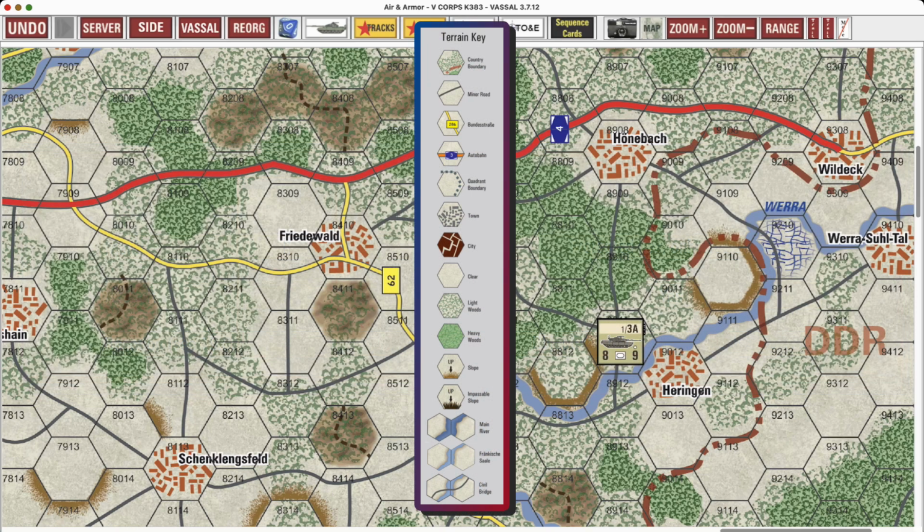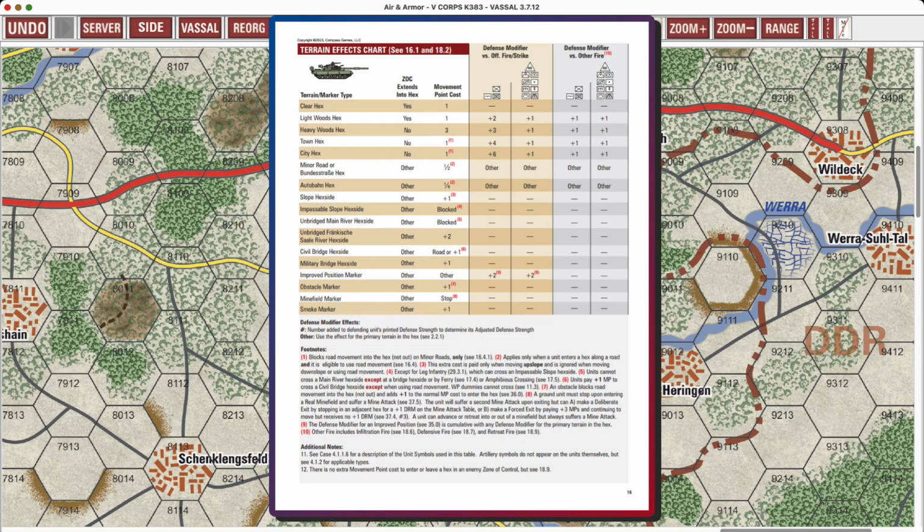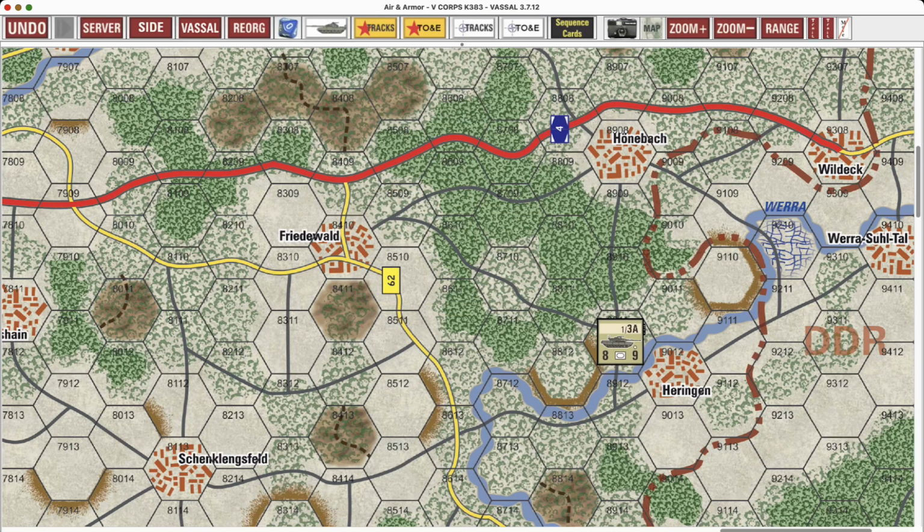The map provides a terrain key that identifies each type of terrain that is found on the map, and the Charts and Tables booklet contains a terrain effects chart that shows the number of movement points that a unit must expend to enter a hex or cross a specific type of hex side. Fundamentally, these are easy to review for yourself, so I won't waste your time describing them. I do, however, want to give some examples of movement and discuss a number of nuances.